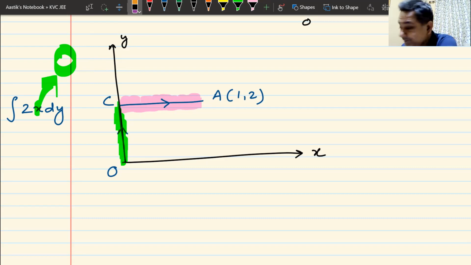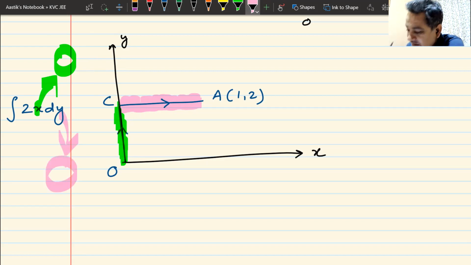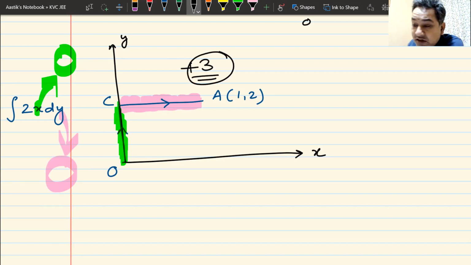What is happening in the pink path? Anyone can tell me? It is a line which is parallel to the x-axis, so the value of y does not change. So this is also 0. Both are 0. So this integral is completely 0 in both the paths. The only thing that remains is the integral of 3 dx. The integral of 3 dx from 0 to 1 is plus 3. So the answer for this part is also plus 3 joules.